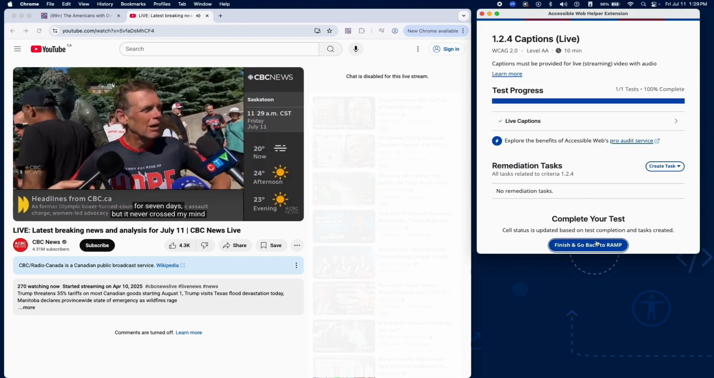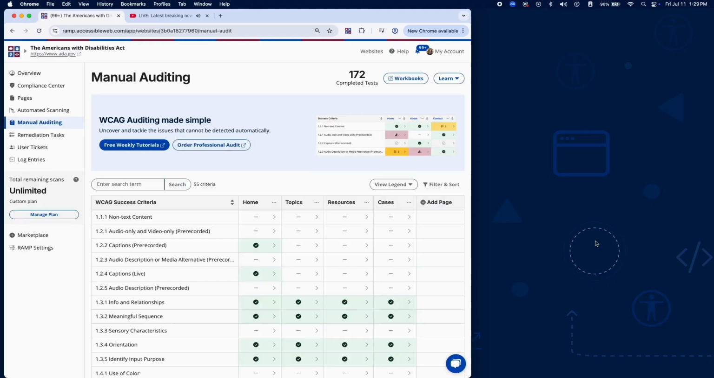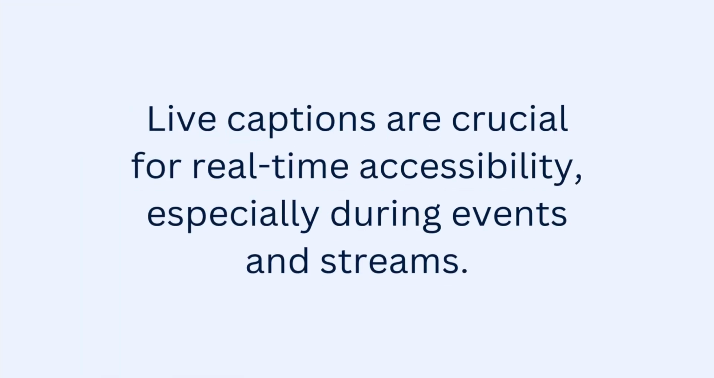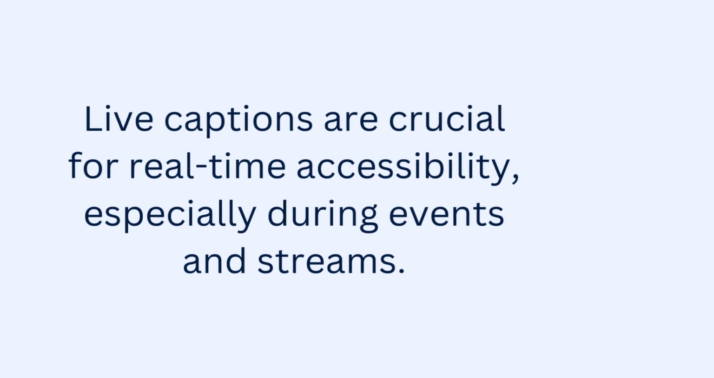And that completes testing for Success Criterion 1.2.4 using RAMP's Audit Grid and Chrome extension. Live captions are crucial for real-time accessibility, especially during events and streams.